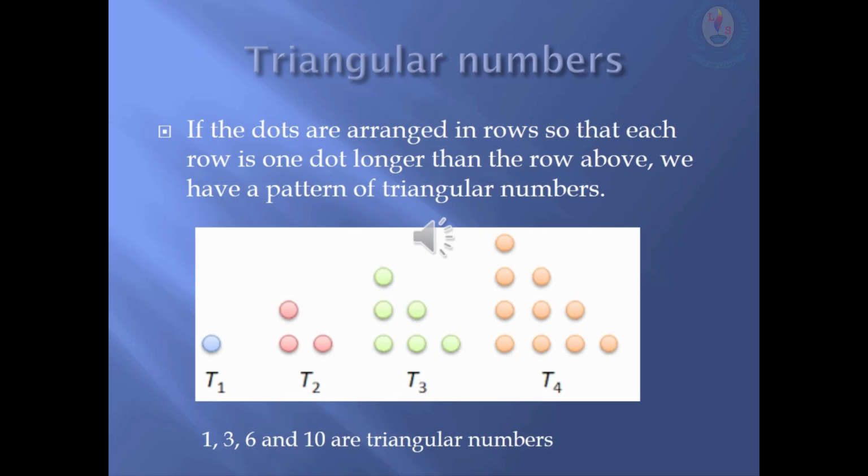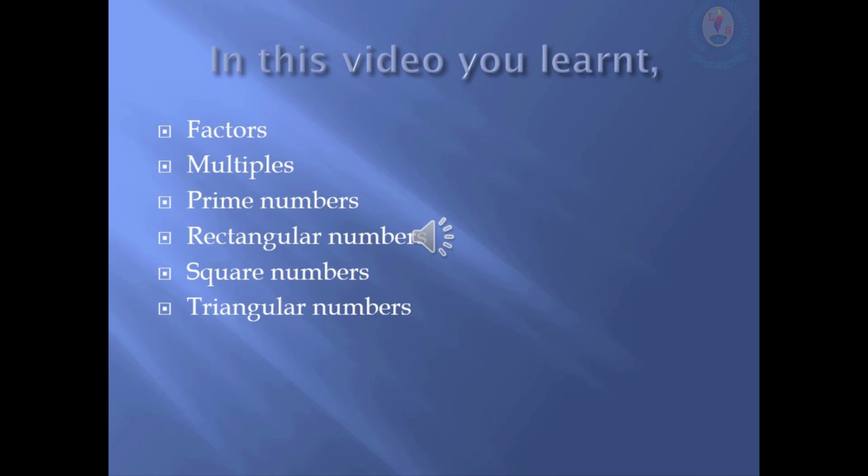Triangular numbers. If the dots are arranged in rows so that each row is one dot longer than the row above, we have a pattern of triangular numbers. Here you can see the pattern. According to this picture, you can identify 1, 3, 6 and 10 are triangular numbers. In this video, you learned about factors, multiples, prime numbers, rectangular numbers, square numbers as well as triangular numbers. Thank you very much.